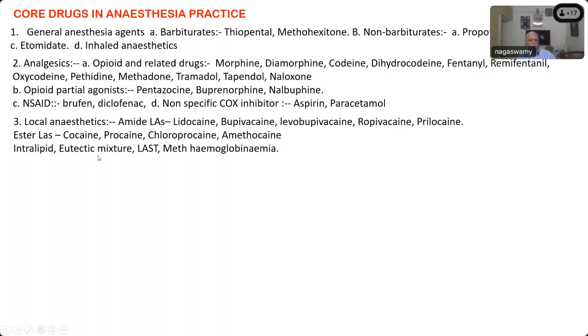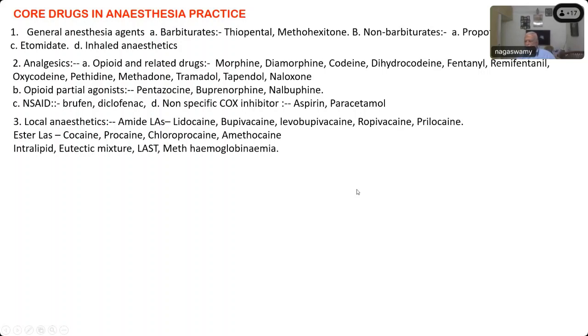Then you must know everything about eutectic mixture. What is the name that you commercially use? EMLA cream, Eutectic Mixture of Local Anesthetics. What is the composition of eutectic mixture? 2.5% lignocaine and 2.5% prilocaine, equal volumes. What happens when you mix these two agents? It lowers the melting point, and they form a cream. Very good. And you must know about local anesthetic systemic toxicity and methemoglobinemia.